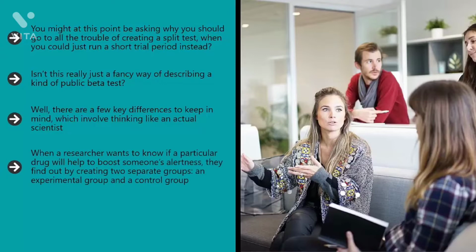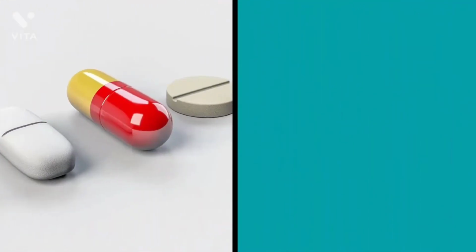When a researcher wants to know if a particular drug will help to boost someone's alertness, they find out by creating 2 separate groups, an experimental group and a control group. The experimental group is the one that receives the drug, and the control group is the one that doesn't. This then gives the researcher the opportunity to compare the stats from the 2 groups. What this achieves is to remove confounding variables. A confounding variable is anything that can hurt your outcome, rendering the results of the study useless.